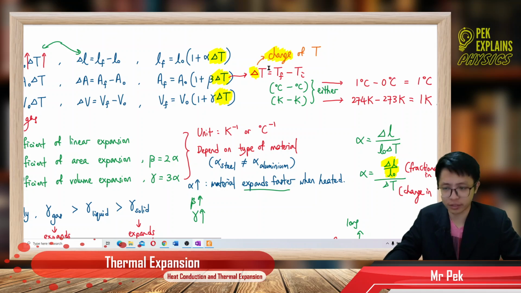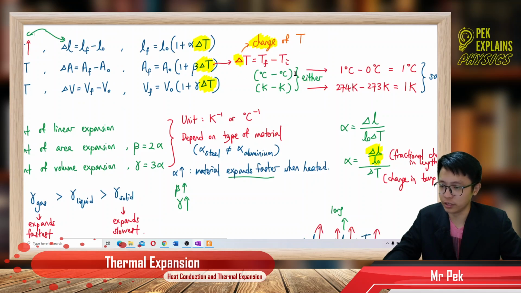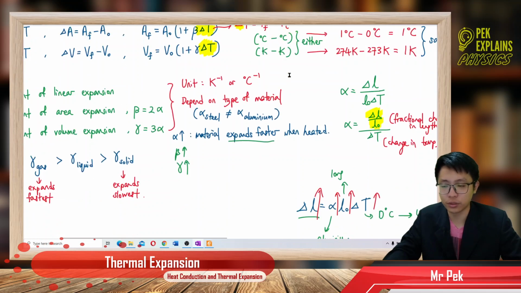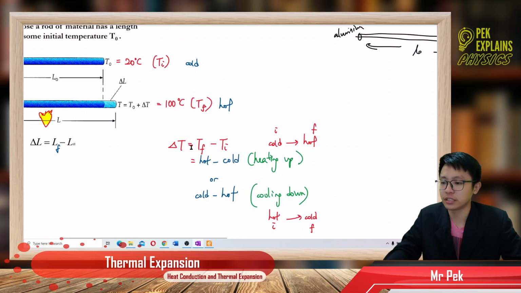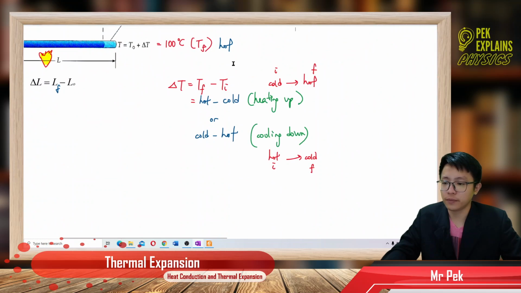So this change in temperature, let's talk about the unit. Change in temperature is the final temperature minus the initial temperature. And this final minus initial is not necessarily hot minus cold. It can have two possibilities: hot minus cold if heating up, or cold minus hot if cooling down. So it depends on the situation.